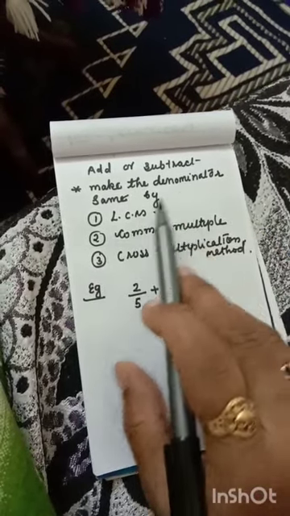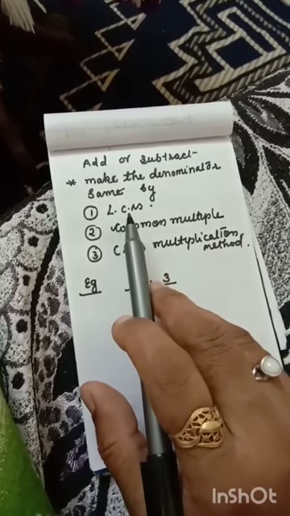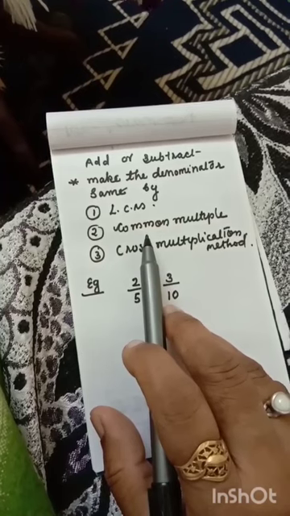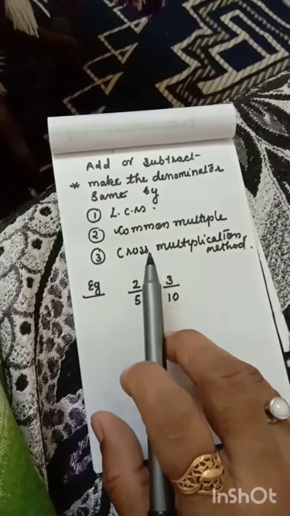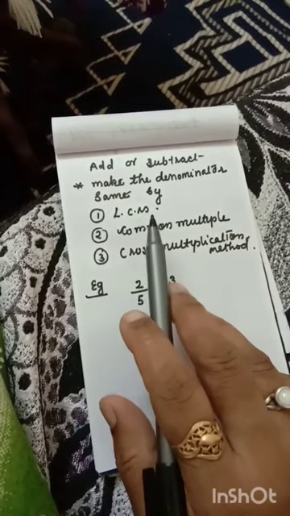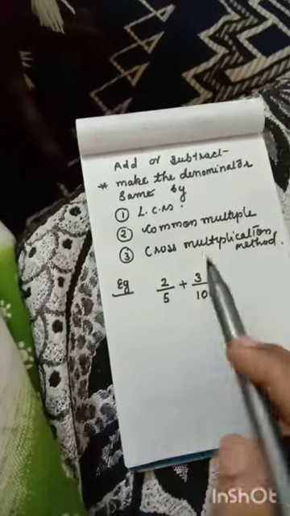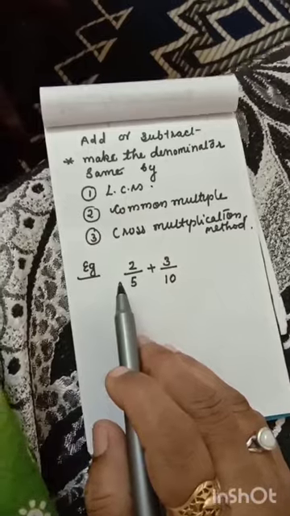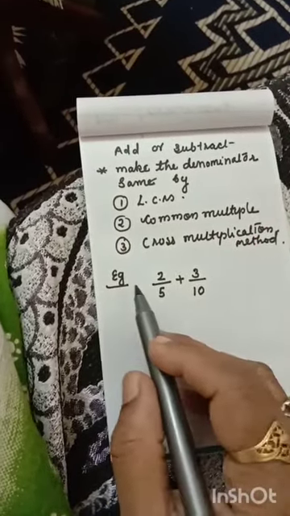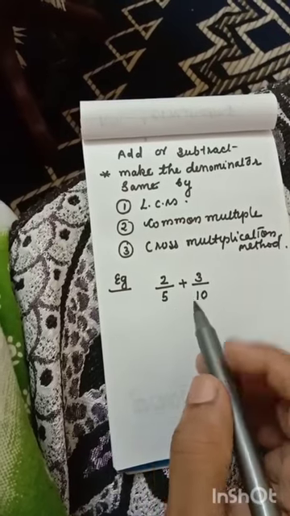How can you make the denominator the same? Finding the LCM. Otherwise, you can choose any common multiple. Otherwise, the cross multiplication method. There are 3 methods for making the denominator the same. I will show you one example and 3 methods. Okay. Example: 2 by 5 plus 3 by 10.